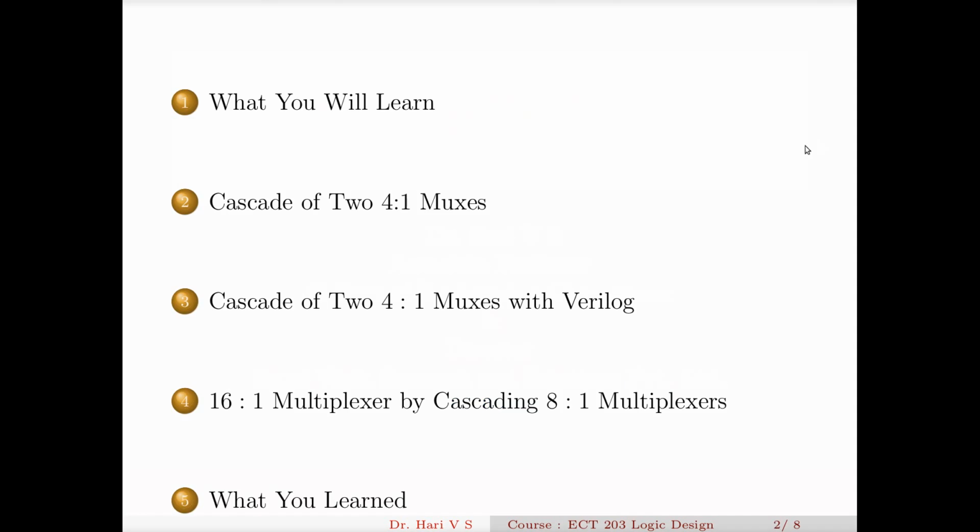The session is organized into these learning outcomes: cascade of two 4 is to 1 muxes, cascade of two 4 is to 1 muxes using Verilog, 16 is to 1 mux by cascading two 8 is to 1 multiplexers, and summary of your understanding.